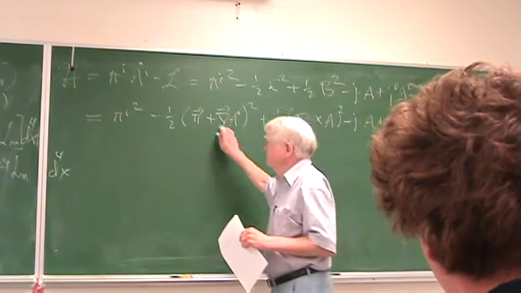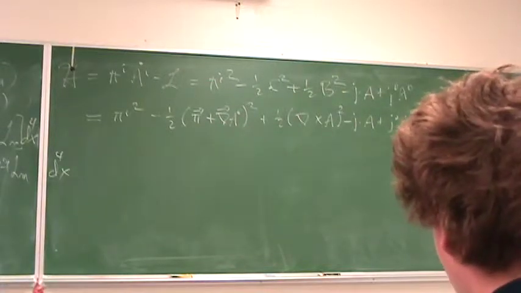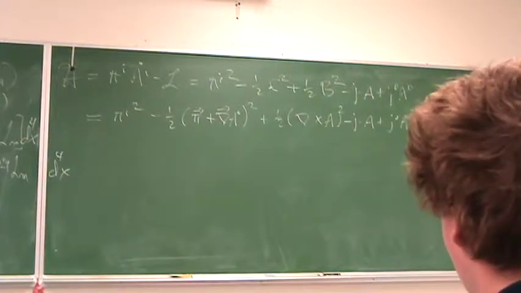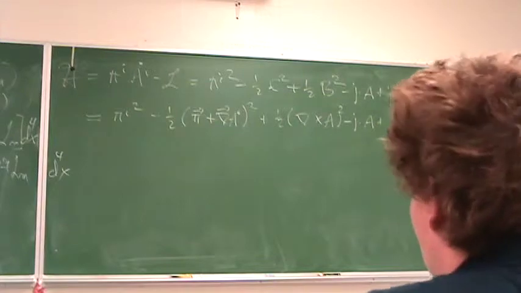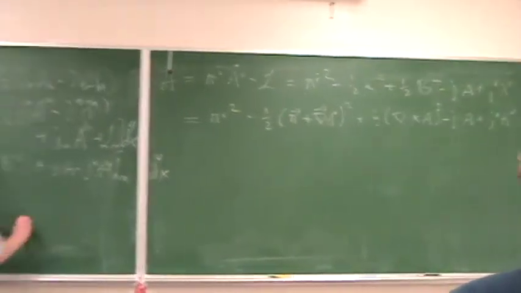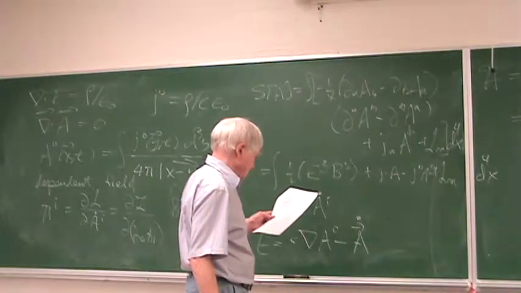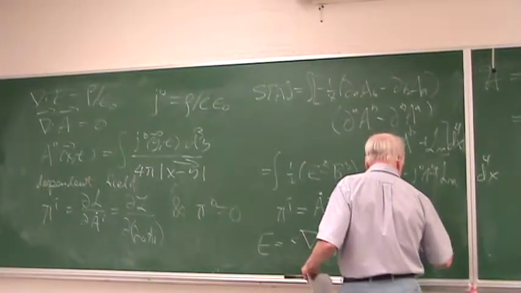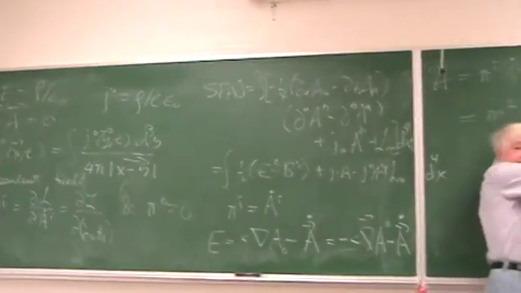Okay, and this comes from our formula for E. Let me just recall that formula for you. It's earlier here in the notes. So that means that it's minus c gradient A0 minus A dot. And I just lost the minus sign here because it's the square.